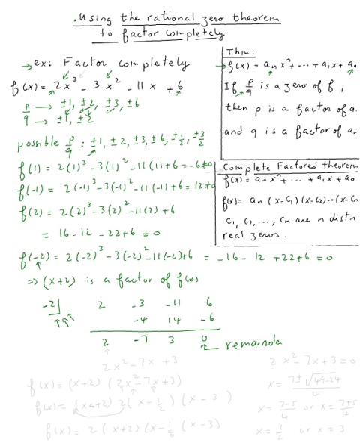Now, not only that, since this is degree 3, this will be degree 2. So 2x squared minus 7x plus 3. So now we can say that f of x is equal to x plus 2, our factor, times 2x squared minus 7x plus 3. Now, instead of plugging in numbers, usually once we get to the quadratic it's always nice to use the complete factorization theorem. What does the complete factorization theorem say?